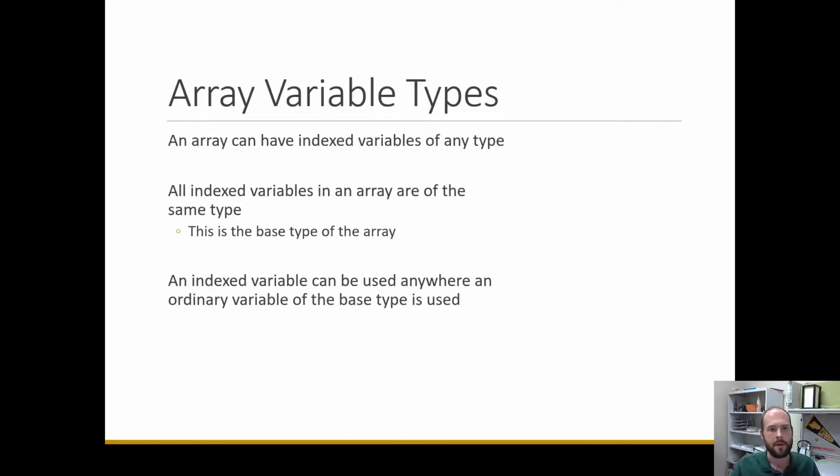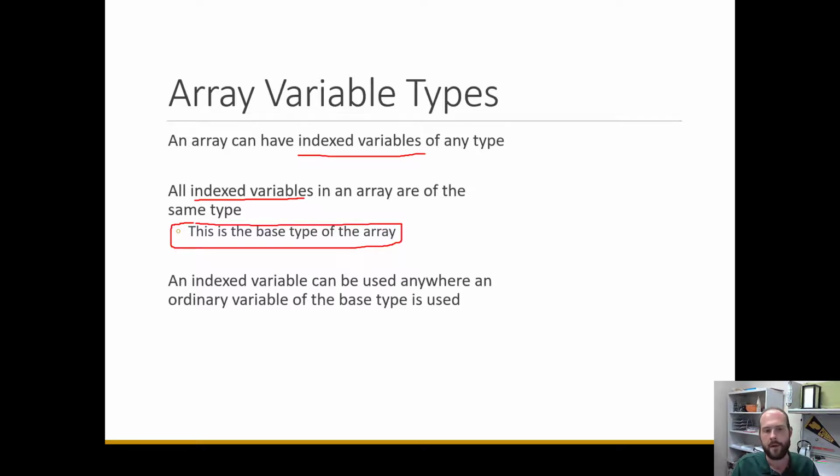And so the variables in an array can have any of our standard types: int, double, float, char, and so forth. And all of the elements, all of the indexed variables, have that same type. It's known as the base type of the array. So if you know one of your numbers is going to be a double, you need to make the entire array of doubles.